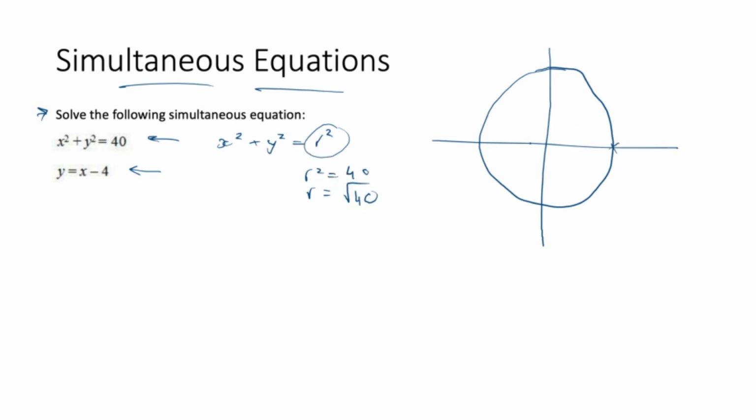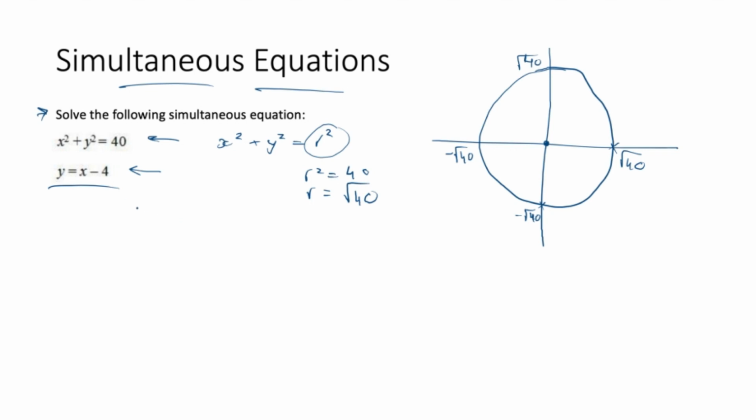So you have the center point, which is 0, 0, the origin, and then since the circle has a radius of square root 40, this would be square root 40, this would be minus square root 40. At the y-axis, this would be positive square root 40, and this would be negative, and this would also be square root 40.